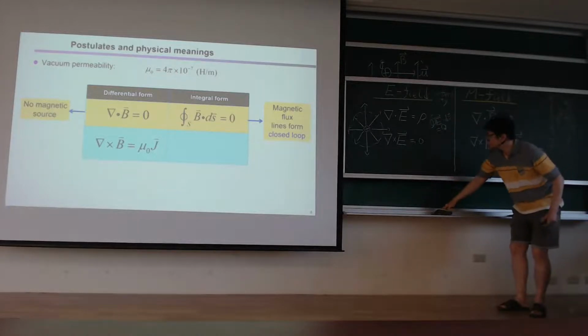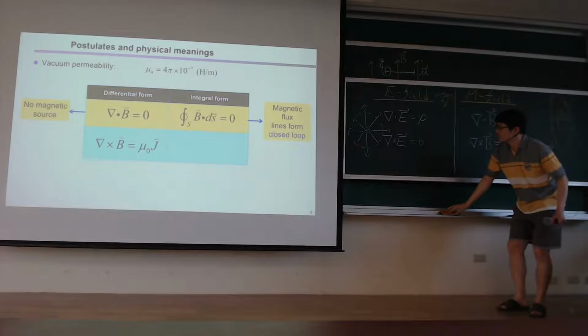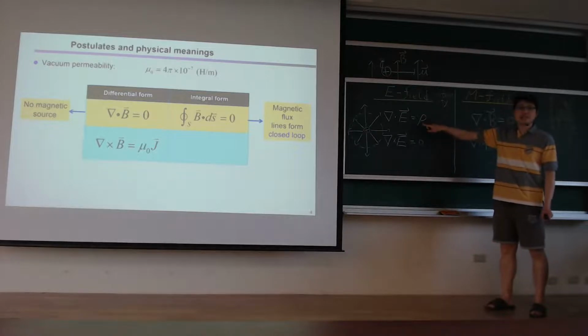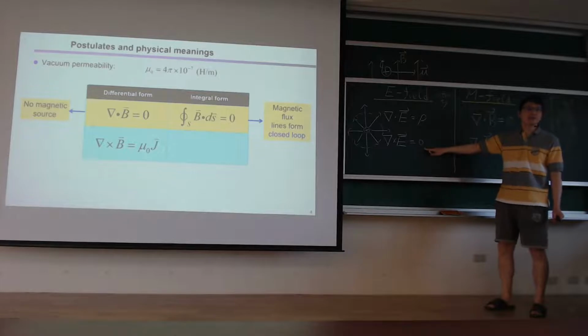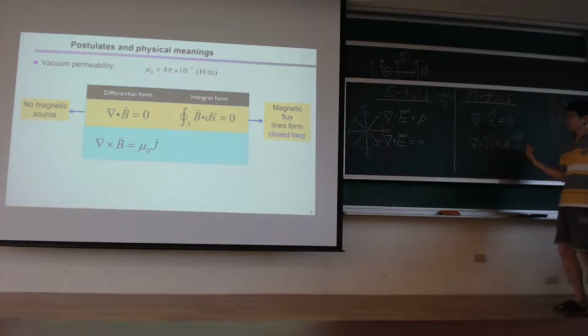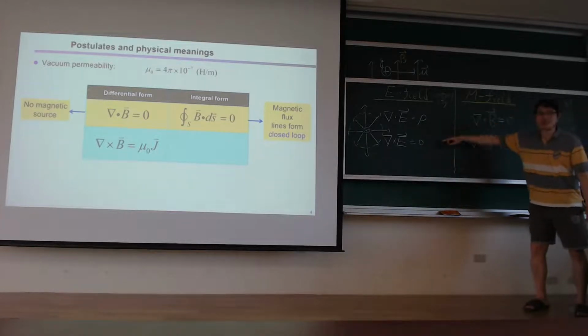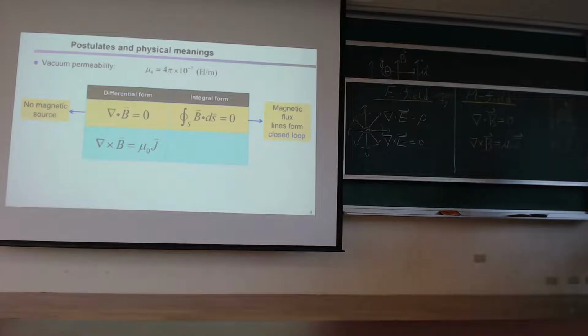Side by side, once again, you can see the dramatic difference between the two field quantities. One field quantity, the E field, has a non-zero divergence but a 0 curl. The magnetic field has 0 divergence but non-zero curl. So this is really, really different. It's just like two twin brothers or sisters who have very dramatic personalities.